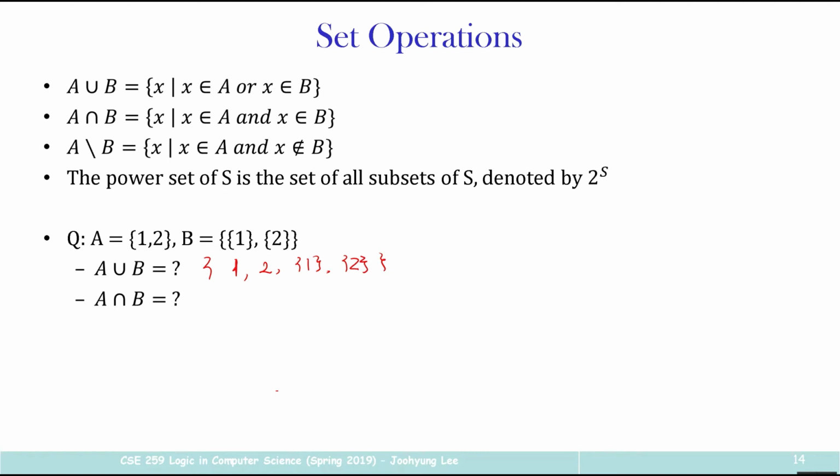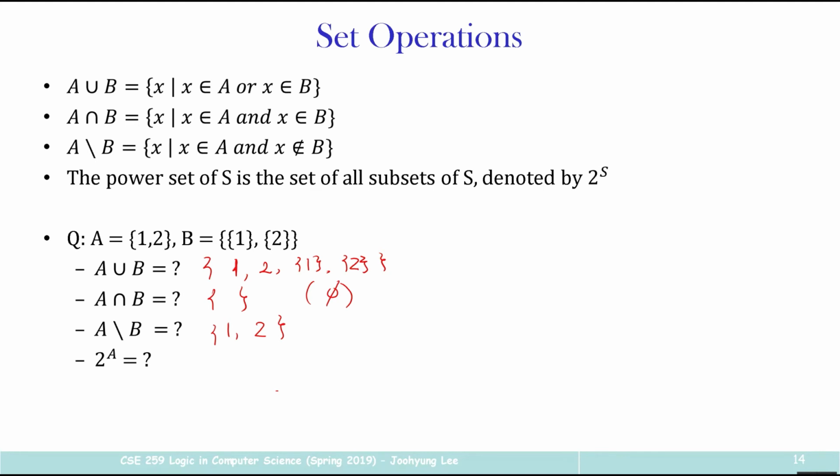What about A intersection B? Empty. We don't call it 0 because 0 is a number, but we are talking about a set. So this is the empty set, also denoted by this symbol. What about A set minus B? 1 and 2 are in A, and they are not in B, so A minus B is actually equal to A in this case.